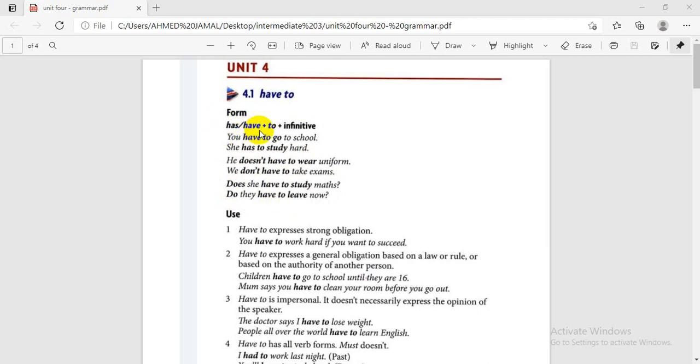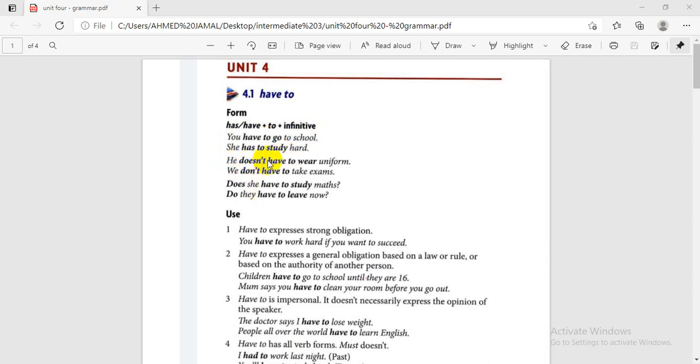الفورم الخاص بالهاف: have زائد to ومصدر الفعل. You have to go to school أو she has to study hard. I, you, they، الـ I تأخذ have، أما she، الـ he تأخذ has. هنا في جملة المبني المعلوم، الأكتف، نلاحظ أنه you have to go to school. الانفينيتيف هنا هو مصدر الفعل.